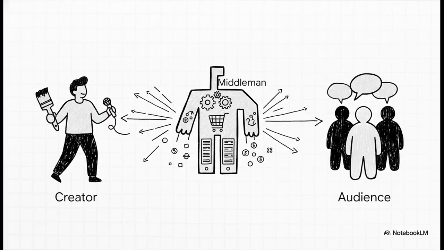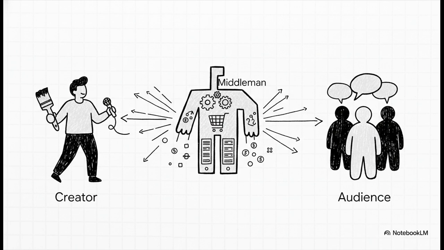So according to this way of thinking, the real problem with the internet, the systemic villain, if you will, isn't any one company, it's the middleman. And that could be anything, right? It could be an app store that takes a 30% cut of your earnings. It could be an algorithm that plays gatekeeper, deciding who gets to see your work. Or a platform that holds your audience data hostage.